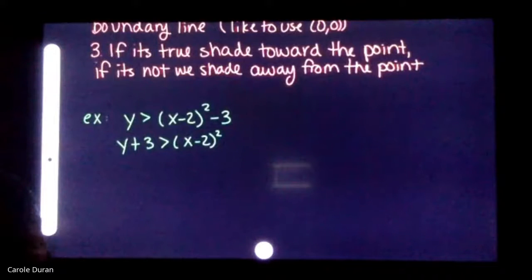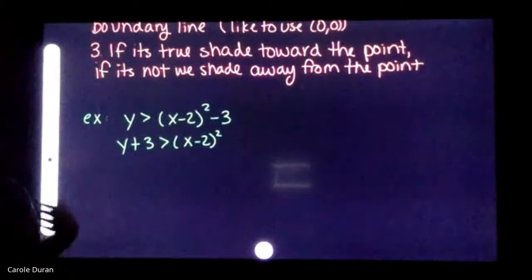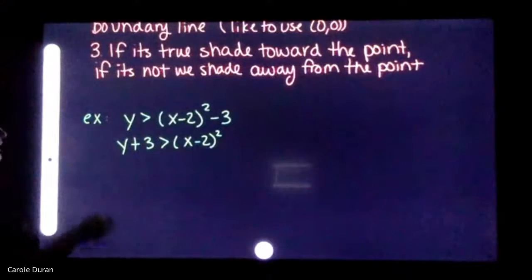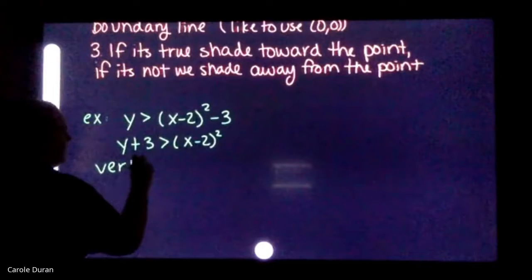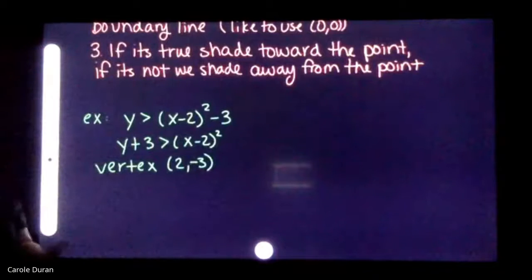Why would I possibly want to do this? Or why would I want to see this in vertex form? How could that help me at all? It's going to help me graph it, right? In order to graph a parabola, I have to know the vertex and I have to have other points. So if it's in vertex form, like this one pretty much was, it allows me to easily identify that my vertex is 2, negative 3.